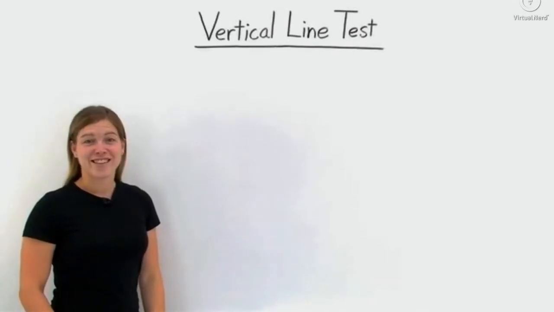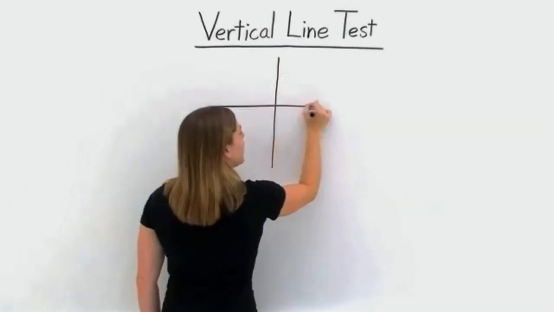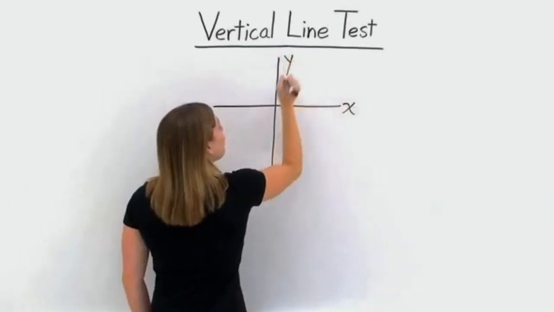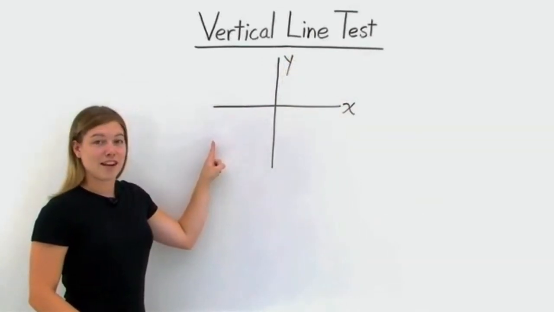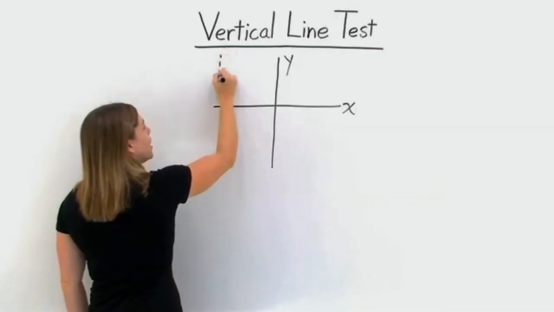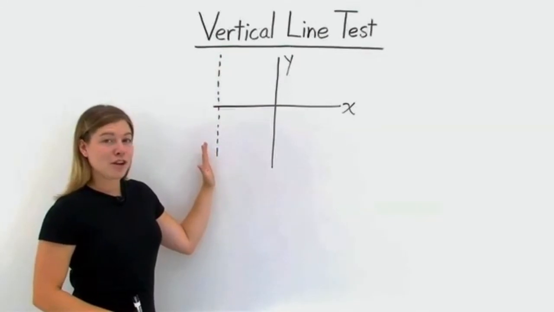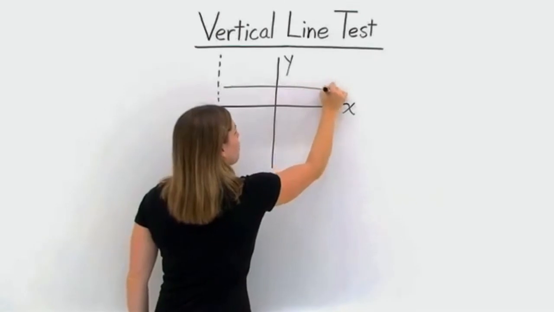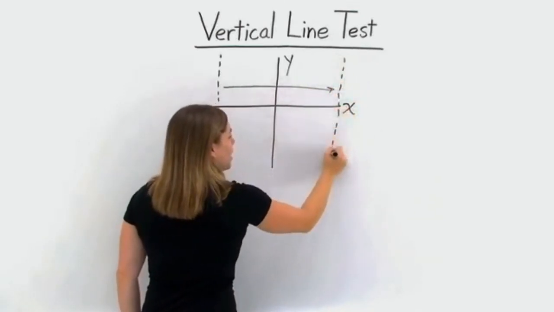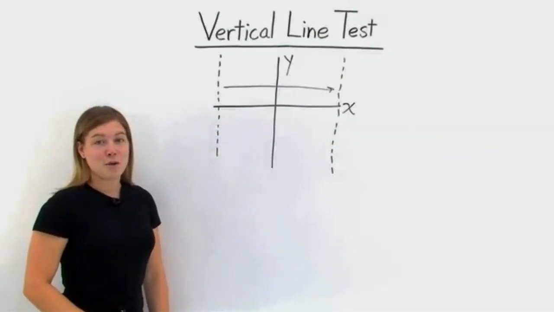What is the vertical line test? The vertical line test is a test to see if the graph of an equation is a function. To perform the vertical line test, we want to start at the very far left-hand side of the coordinate plane. Then, we want to draw an imaginary vertical line on that left-hand side. We then want to take that imaginary vertical line and move it very slowly from the left to the very far right-hand side of the coordinate plane. If the vertical line passes through no more than one point of the graph of the equation, then the graph of the equation is a function.